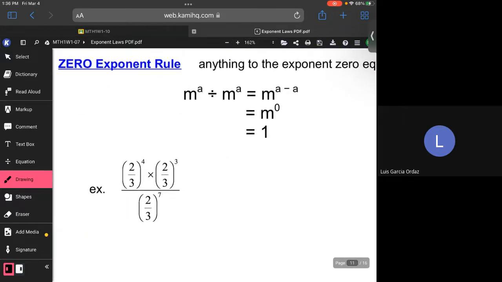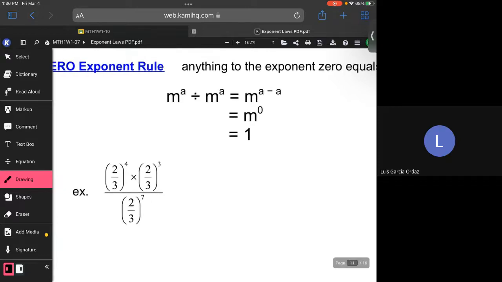Okay, so we'll worry about this after. So the 0 exponent states that anything to the power of 0 is going to be 1. We'll do this one first and then I'll explain the reasoning. So my base is 2 over 3. This is the same base and this is the same base. So what are we going to do with my exponents 4 and 3?